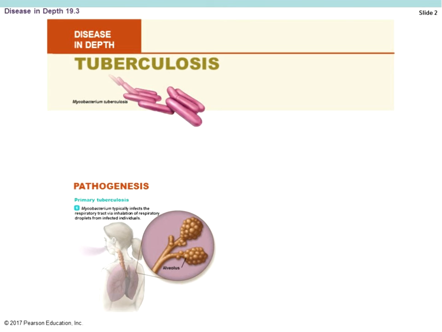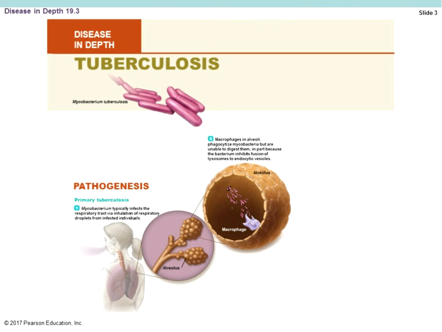So we look at the pathogenesis of primary tuberculosis here. The bacterium will infect the respiratory tract, usually when inhaled. With the inhalation of respiratory droplets from infected individuals, the macrophages of the alveoli are going to try to phagocytize the bacteria, but they don't fully digest them. The reason they can't fully digest them is that the mycolic acid cell wall prevents the fusion of the lysosomes to these endocytotic vesicles, so you don't have the phagolysosome complex formed. That is its mode of evading phagocytosis.